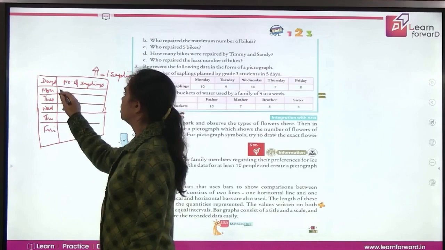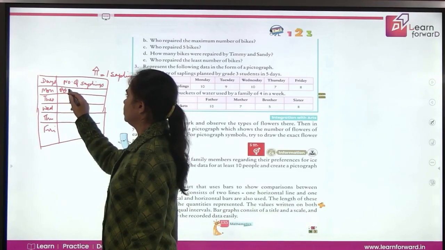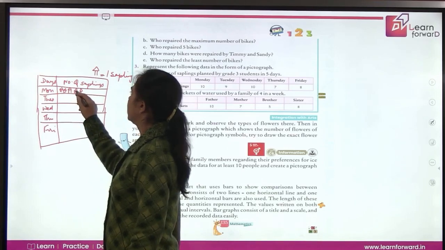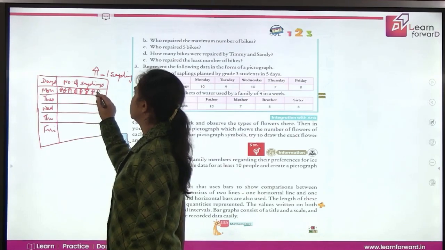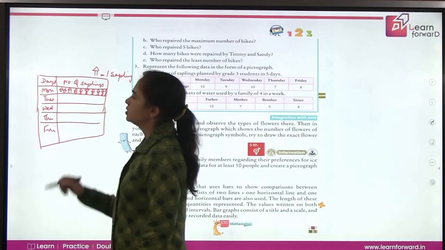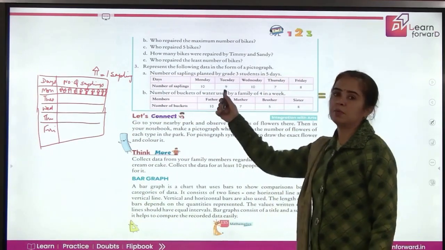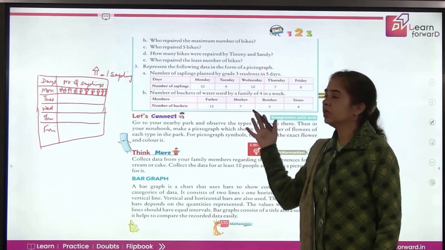So let's draw for Monday 1, 2, 3, 4, 5, 6, 7, 8, 9, and this is 10. So similarly, you will be drawing for each of the days depending on what number of saplings is given for each of these days. And you will be doing the next part also.